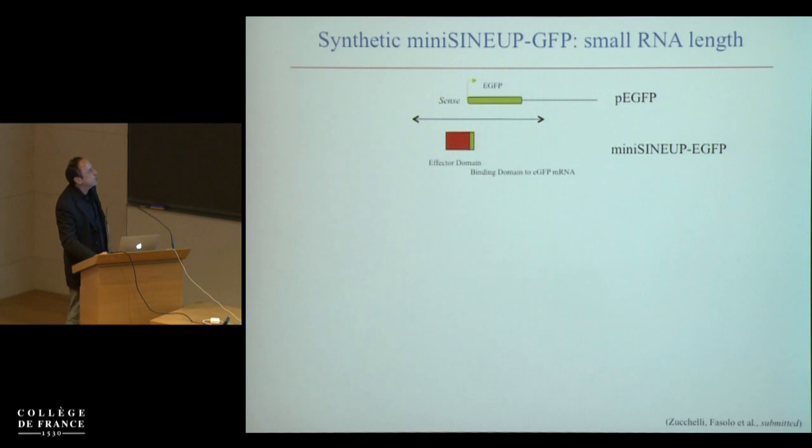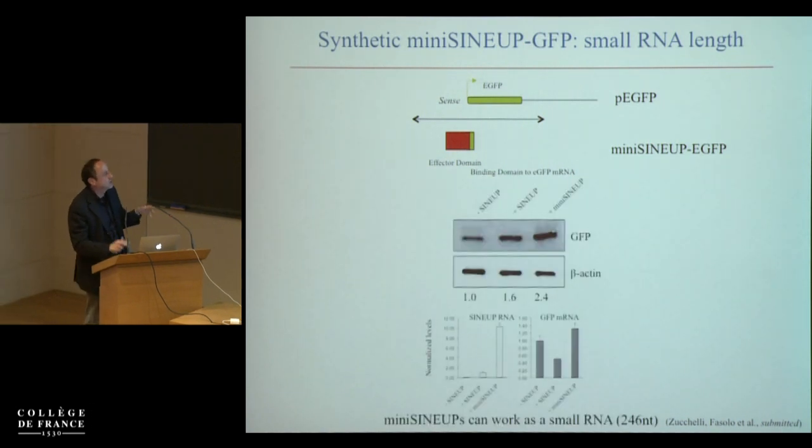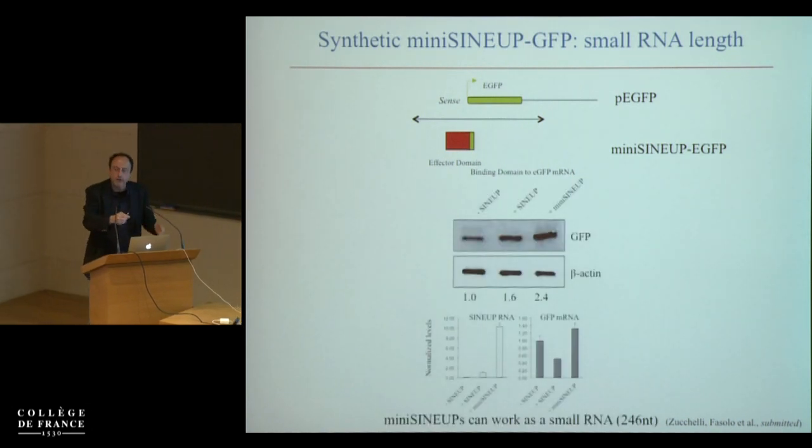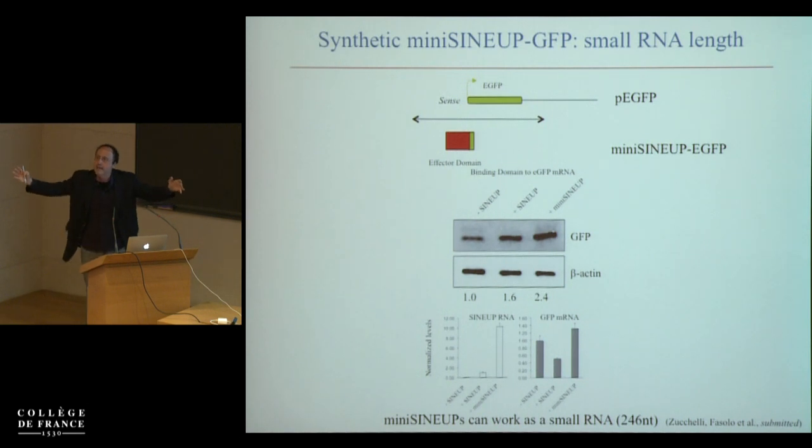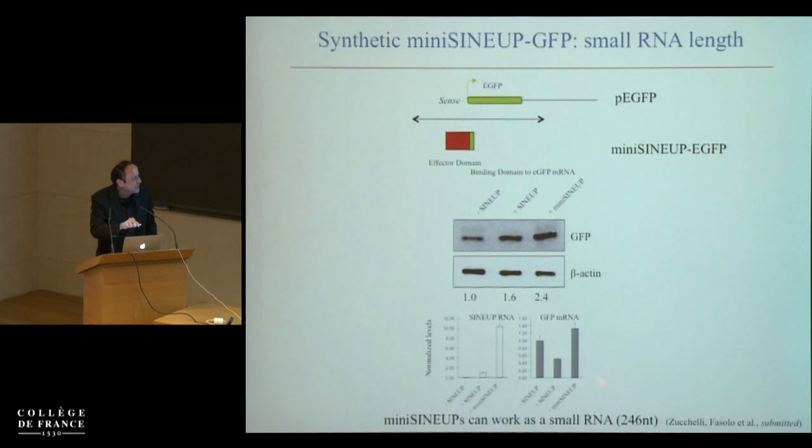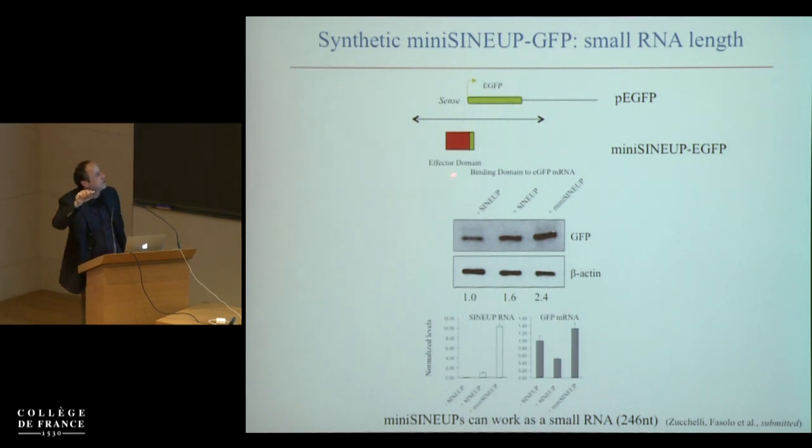So in order to prove that, the first thing that we needed was to create a mini SINEUP. Not using a 2 kb transcript, but going down to 246 nucleotides just to start. This is obtained by putting together the effector domain and the binding domain, only those two sequences. And now we are chopping the effector domain, and we know that the binding domain can work as short as 32 nucleotides so far.